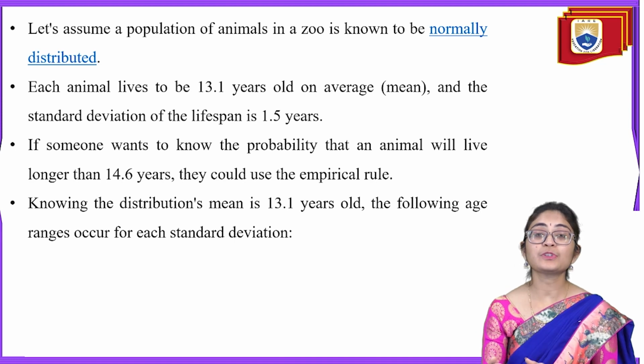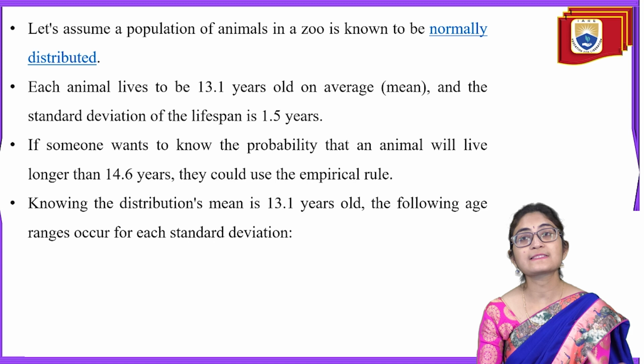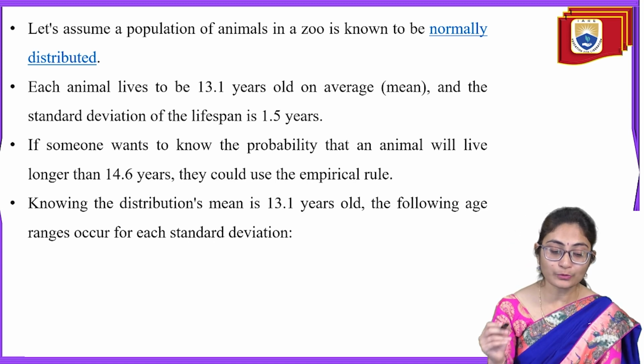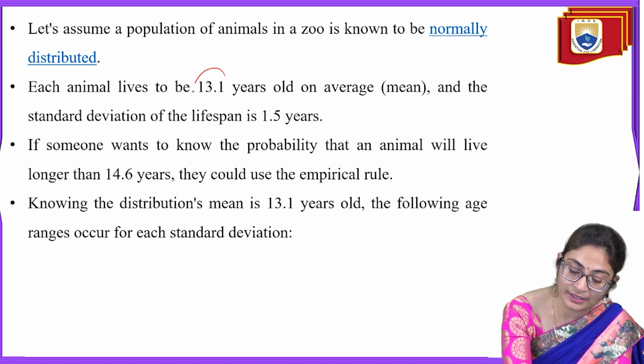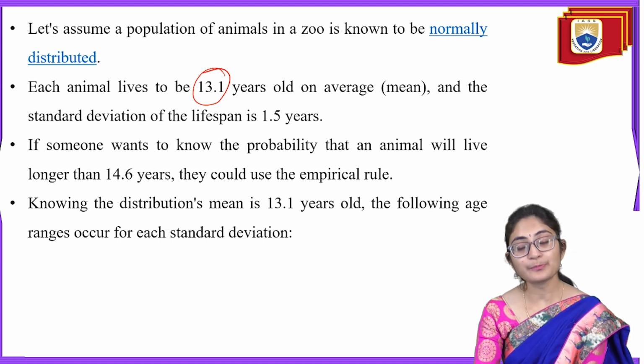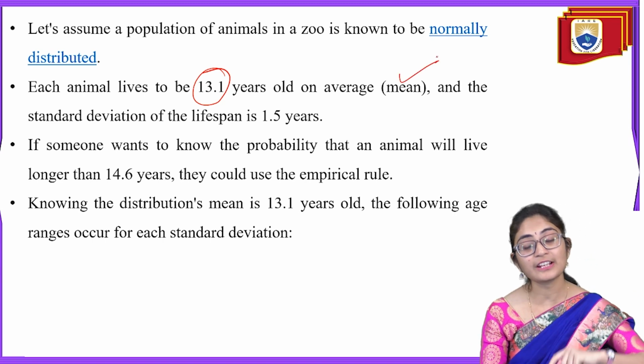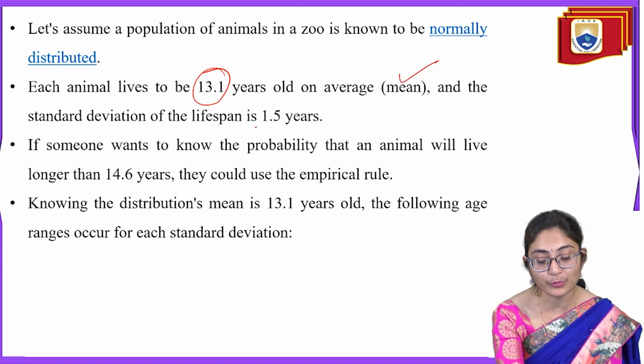Now let's assume the population of animals in a zoo is normally distributed. Each animal will generally live 13.1 years on average, that is our mean, and the standard deviation of this lifespan is 1.5.